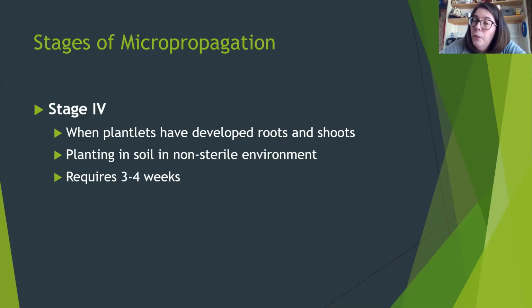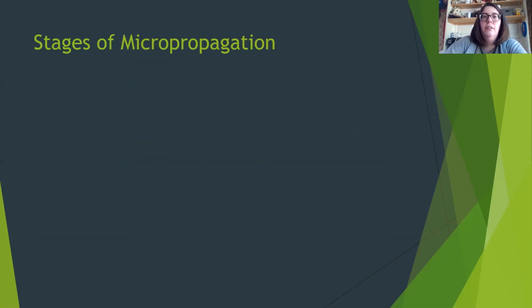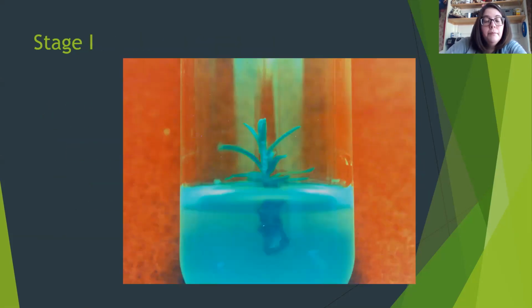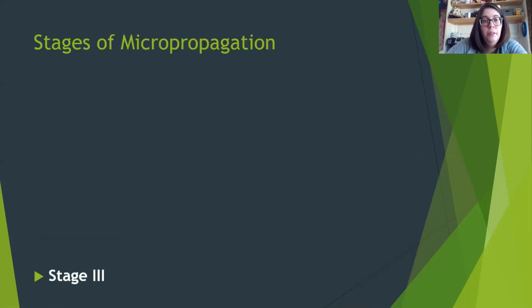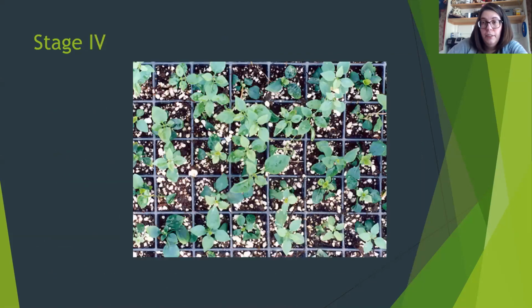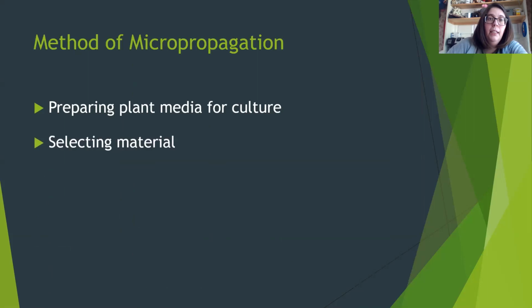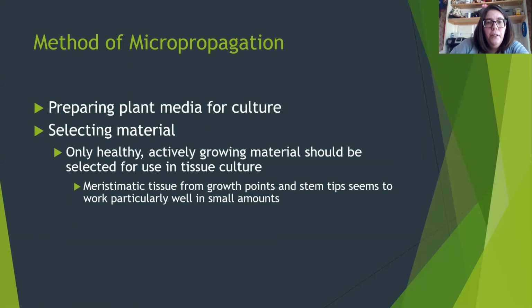Folks, your vocab questions are going to ask you timelines. Okay, stage 4, shoots and roots for 3 to 4 weeks. And that's what you get. Okay, let's go back. Stage 1, itty bitty little plantlet in an itty bitty test tube. Okay, stage 2, stage 3, stage 4.